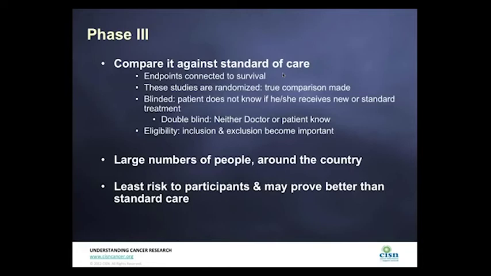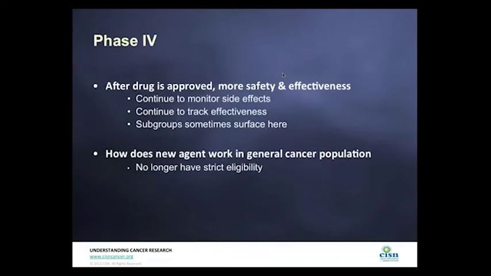So phase four is, if phase three is what was successful, and they met their endpoint, whatever they said that was going to be, if they met that, and if the FDA says, okay, this sounds like something that is beneficial, not too toxic, then they go to the FDA for approval. And then it goes into the general population. But even at that point, industry, whoever sponsored that, is still continuing to monitor the side effects. And they're continuing to track effectiveness.